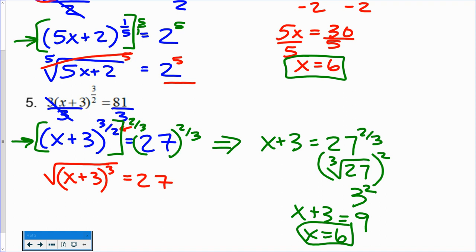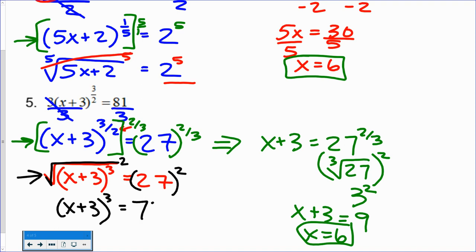Okay, that's typically what I do, is I raise it to that reciprocal power. To me, it's less steps than what I'm going to do if I chose to go this route, but it's up to you. Okay, so right now I have a square root here, so I need to undo the square root and raise it to the second power. So I'll raise this to the second power, and I'm left with x plus 3 to the third power equals 729.